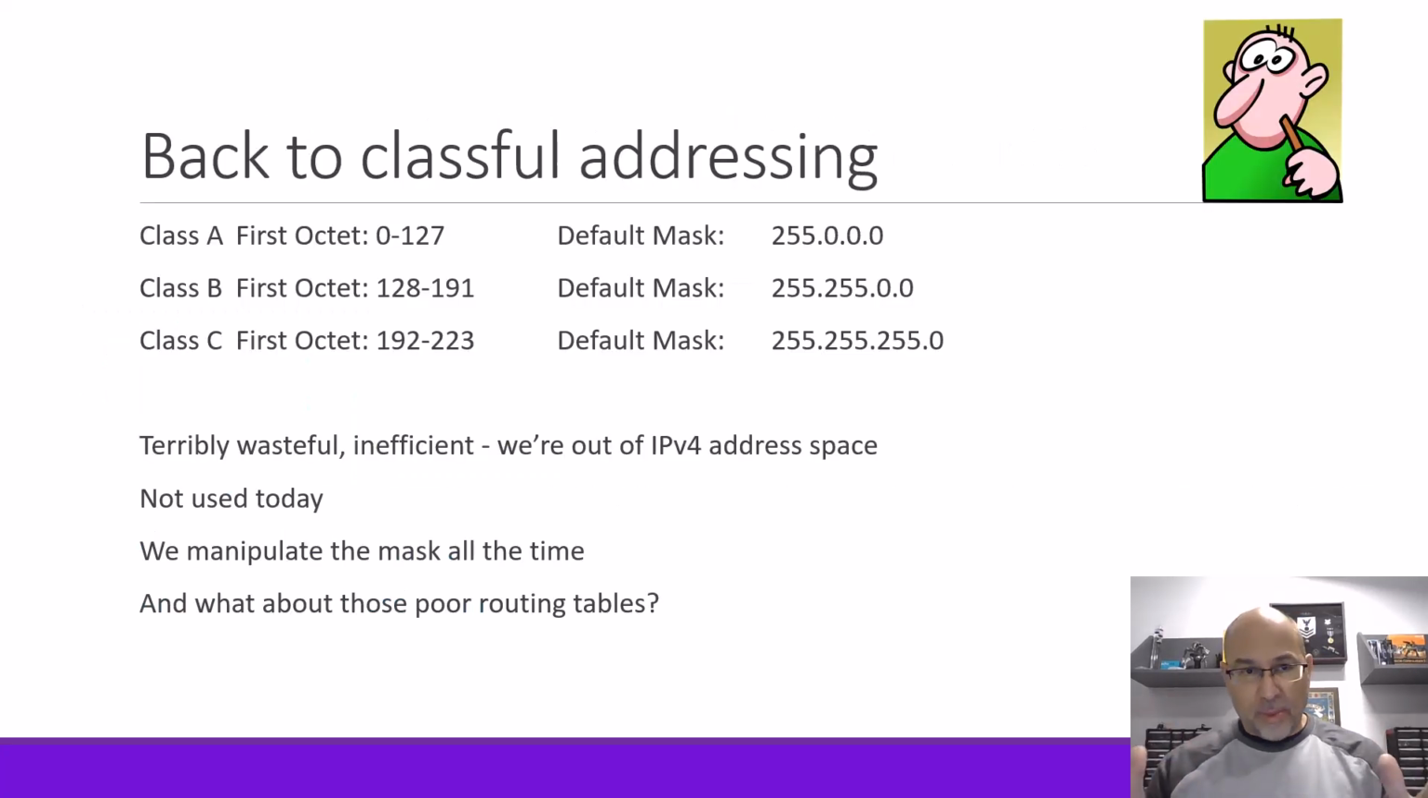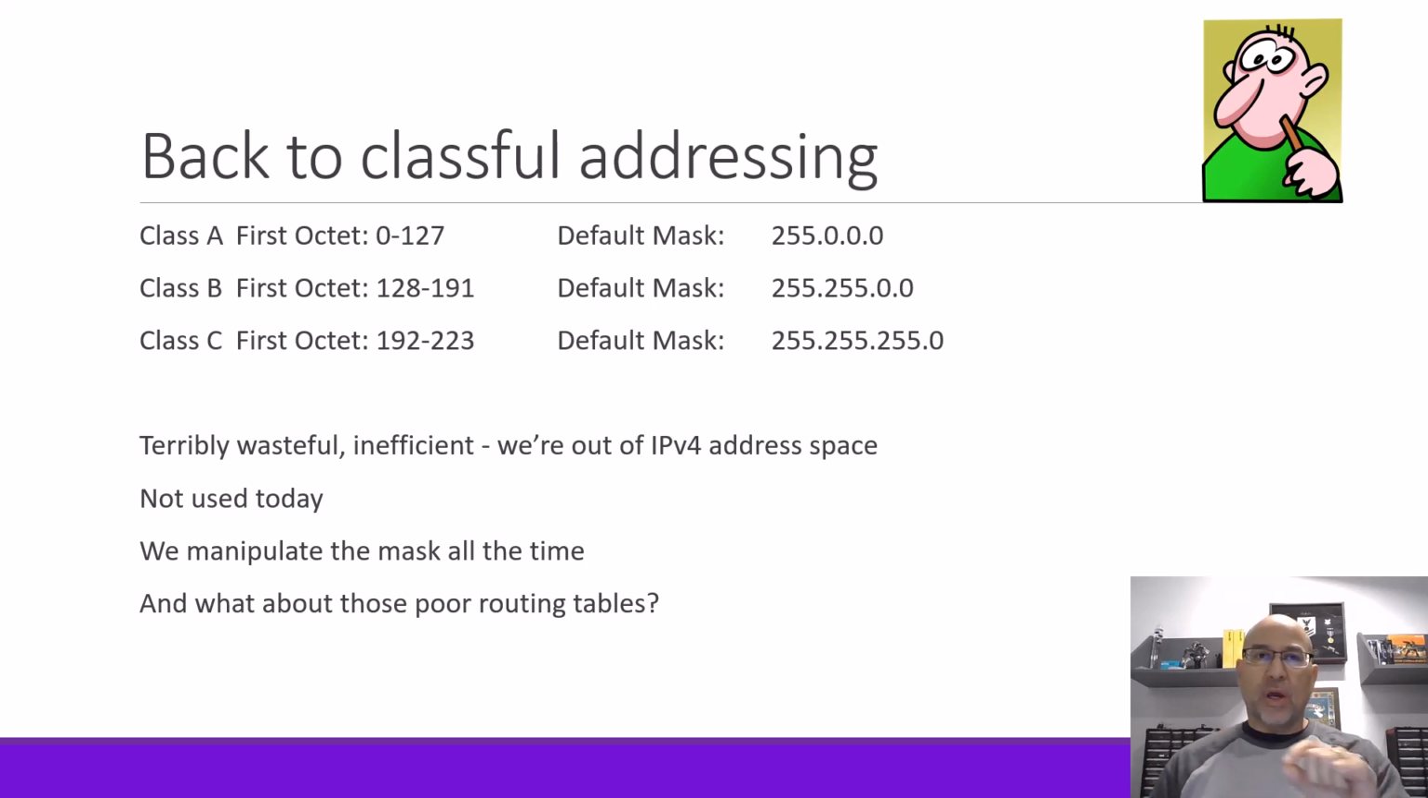All right, so we got to remember, right? Classful addressing. There's our classes A, B, and C, and there's our default masks. Now we got to remember that this is how we started. It's not how we do things today. Very, very wasteful. And because of that, we chop up the mask. We make subnets all the time. But what about routing tables?